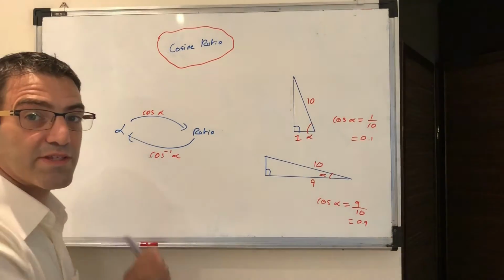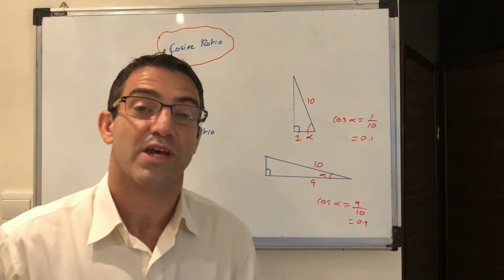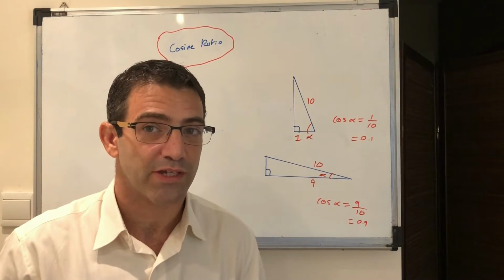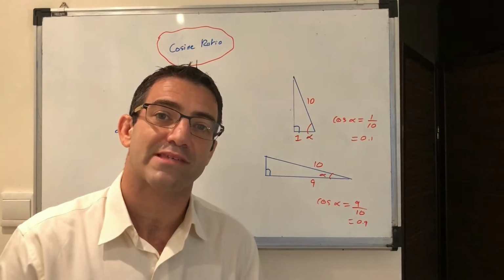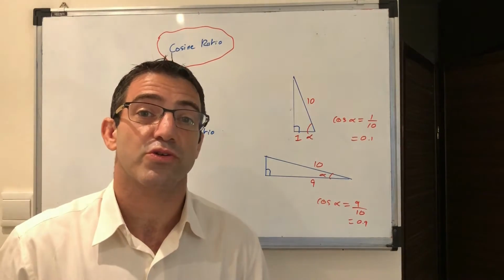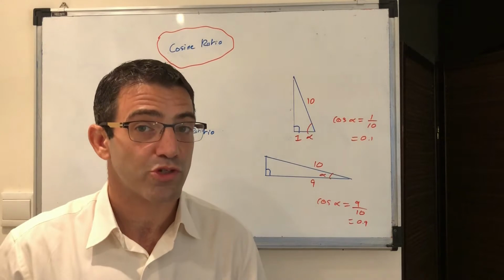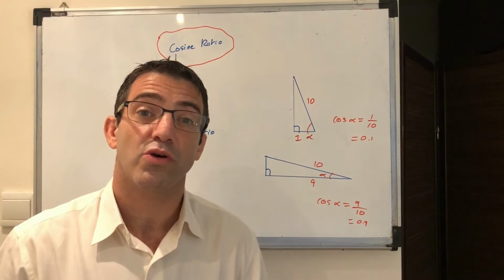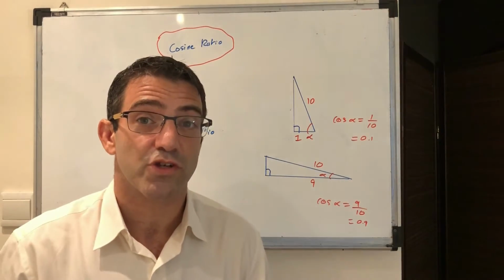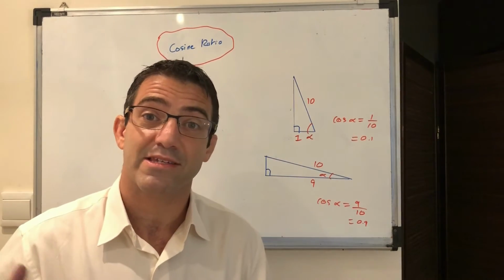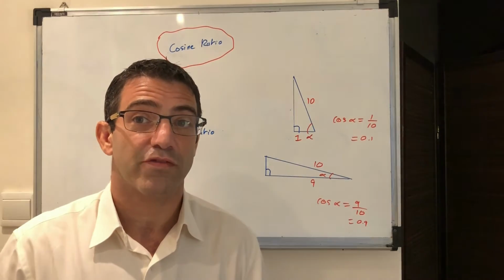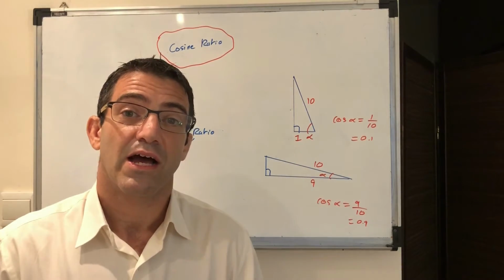YouTube. So today I'd like to talk to you about the cosine ratio. I've decided to split trigonometry into three separate videos, one about sine, one about cosine, one about tangent. These are the three basic ratios you're going to learn when you start trigonometry. Remember, trigono is triangles and metry is the measure of. So trigonometry is the art of measuring triangles, and the cosine ratio is a very, very useful feature for that.